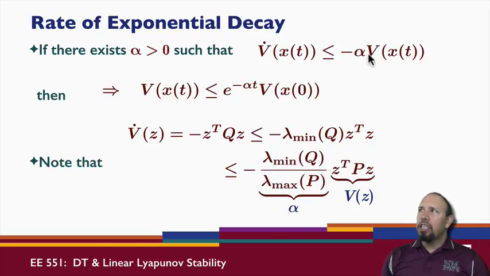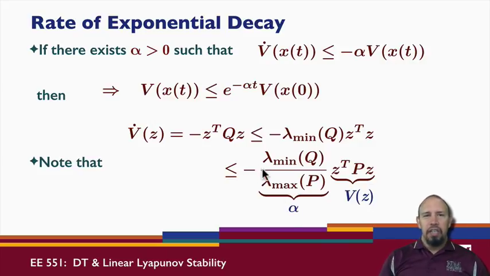So I get this value alpha. This is a value of alpha that satisfies this relationship for this problem. It's possible to find another alpha, a larger alpha than this, which would indicate a larger, faster rate of decay. But this is one that will always work. We can always find that.